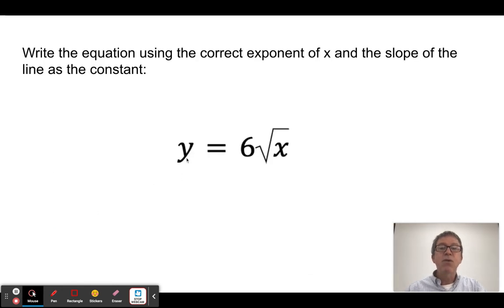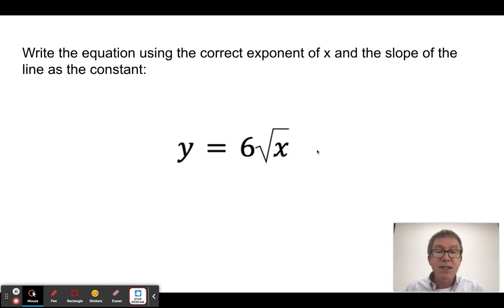So instead of saying y equals a x to the b power, I know that the b power is 1/2, or square root. So I'm going to express it this way. And I know that that slope value was 6. So instead of saying a, I'm going to replace it with 6. Now, by the way, if y was, say, height, and x was time, I'd replace them with that as well.